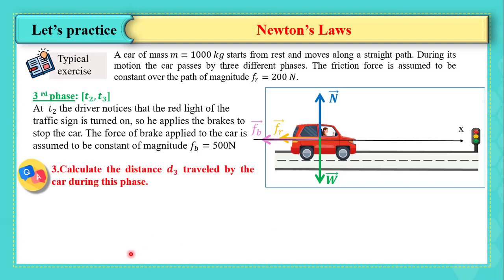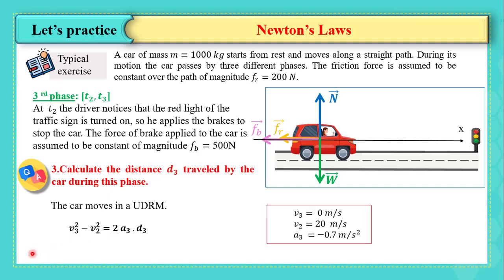In the last part related to this phase, you are asked to calculate the distance D3 traveled by the car during this phase. Also, since the car moves in a uniformly decelerated rectilinear motion, we can use the equation independent of time, which tells us that V final square of this phase, which is V3 square, minus the initial speed of this phase, which is V2 square, is equal to 2 A3 D3. We replace each factor by its value to obtain that D3 is equal to 0 minus 20 square divided by 2 times minus 0.7, and this gives us that the distance traveled in this phase is equal to 285.7 meters.